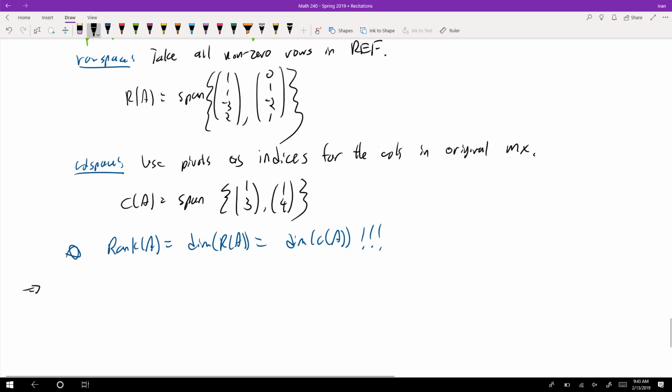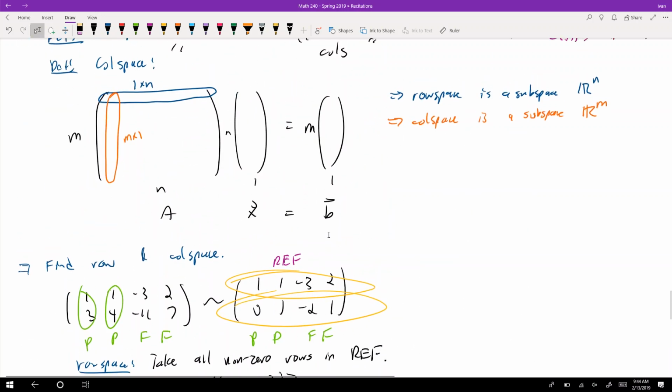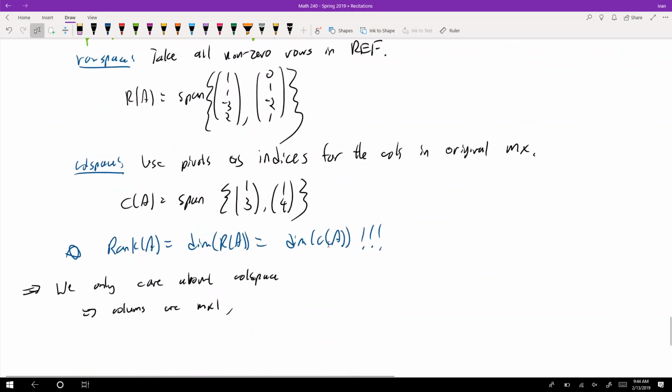Okay, so now we only care about column space of A. Row space is just there. Like, sure, it's cool, but we don't really care about it. So why do we only care about column space? Let's look at the following. The columns are m by 1 vectors, as we drew up here, the columns are all m by 1. What else is m by 1 in that equation? B.